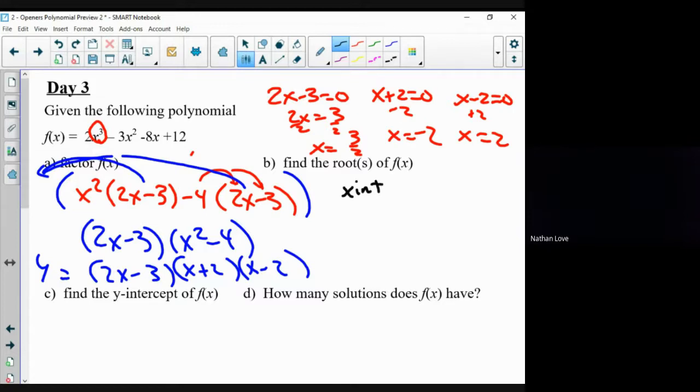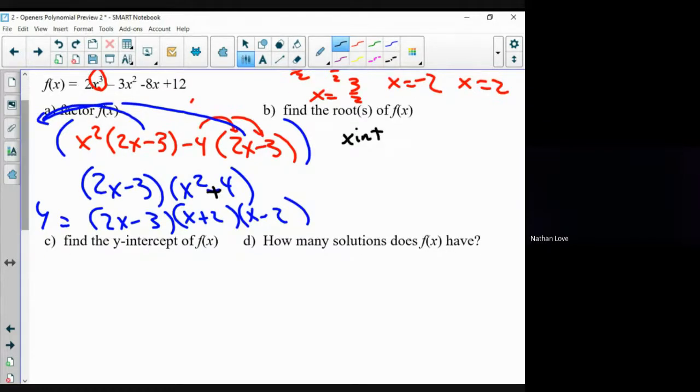If I ask for things in intercept form, yes. What makes the root real or imaginary? Imaginary would mean that in this case here that this would not factor, okay? And so when that doesn't factor and we go to solve it, you will find out if they are real or imaginary through the work that you do, okay?